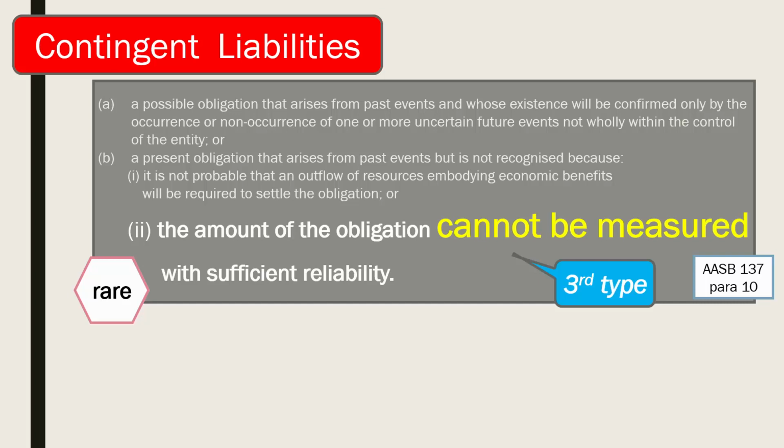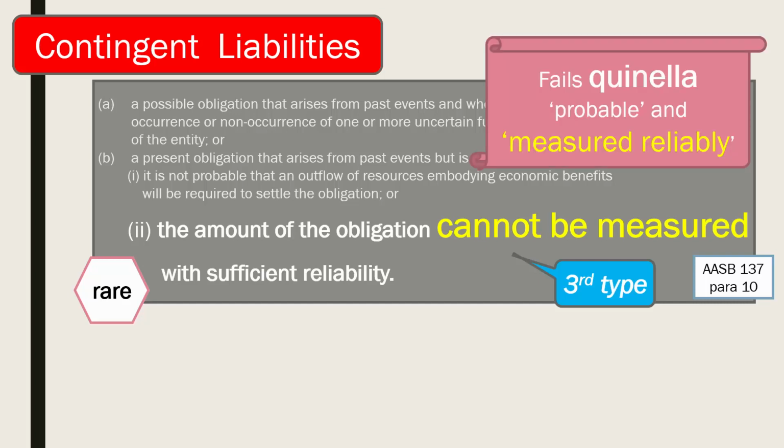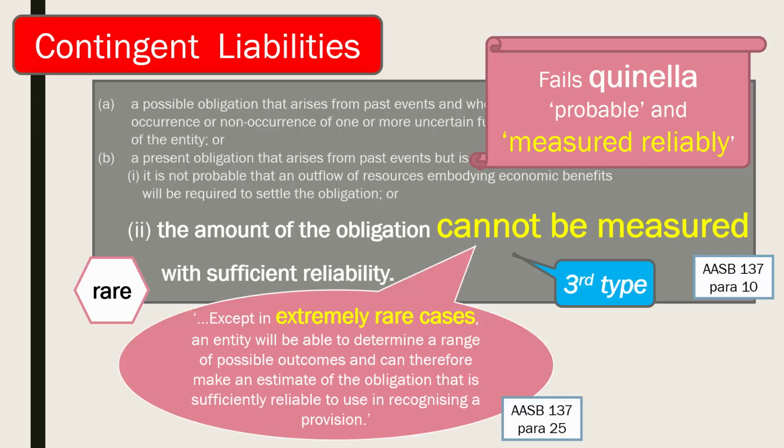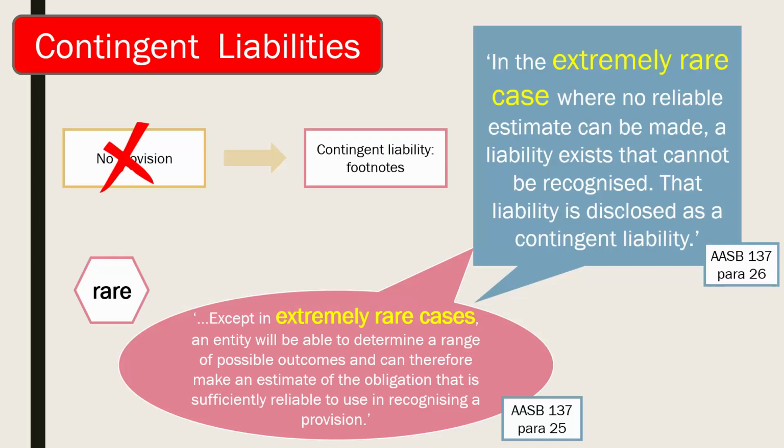There is also a third type of contingent liability that, in practice, is likely to be extremely rare. The second leg of the quinella to be recognised as a liability is to be able to be measured reliably. The accounting standards make it clear that it is extremely rare that our firm will not be able to make an estimate of the obligation that is sufficiently reliable to use in recognising a provision. In these extremely rare cases, we would disclose a contingent liability.